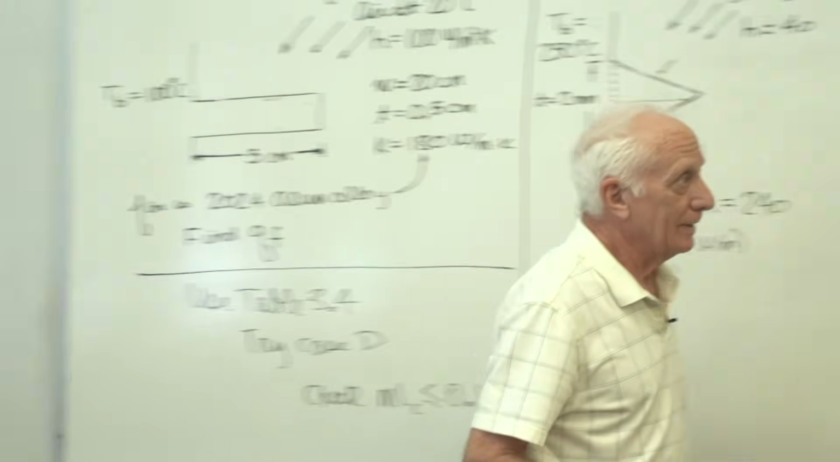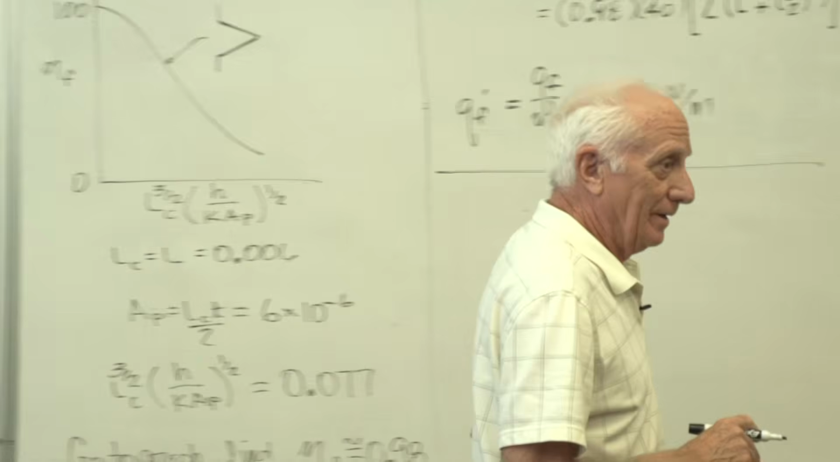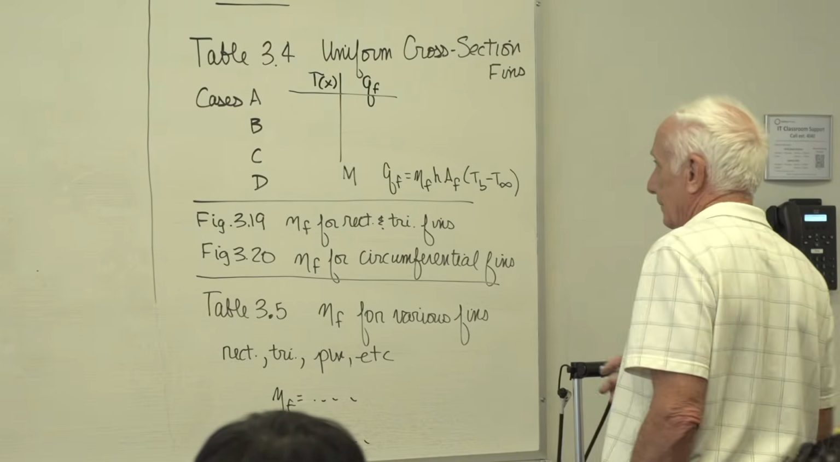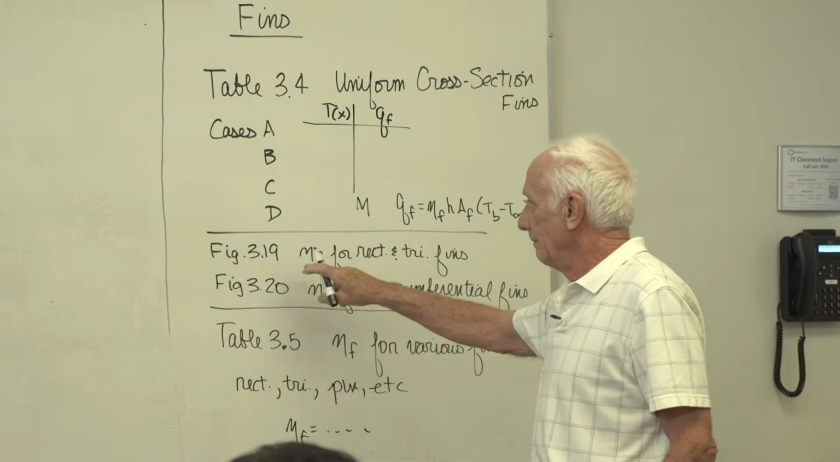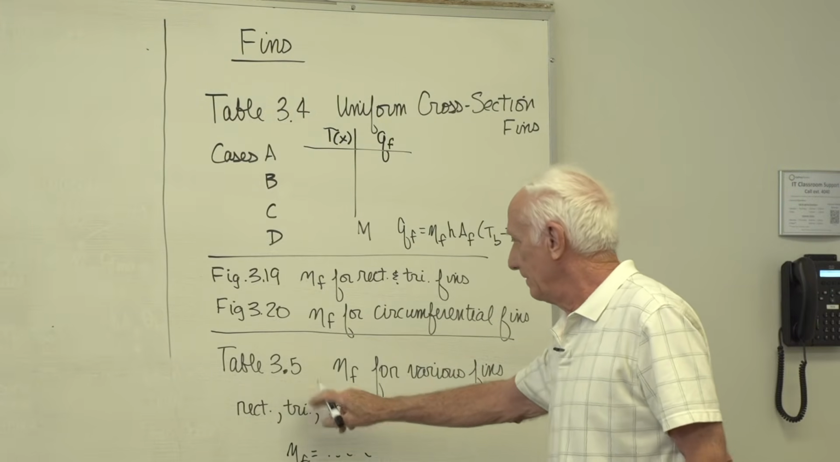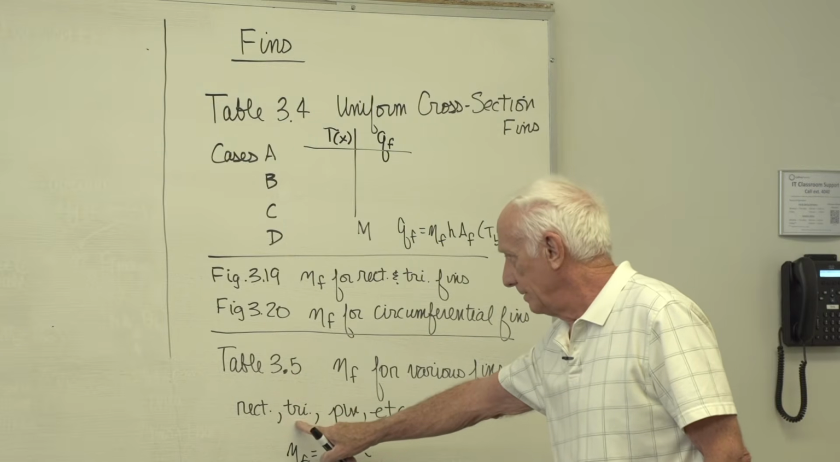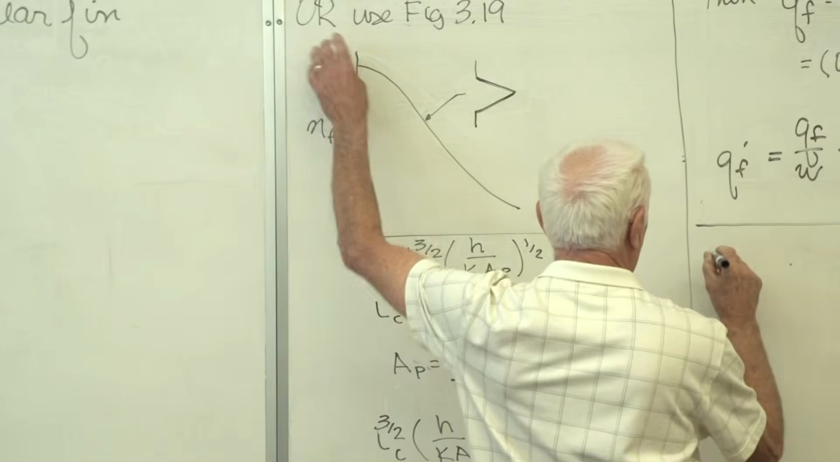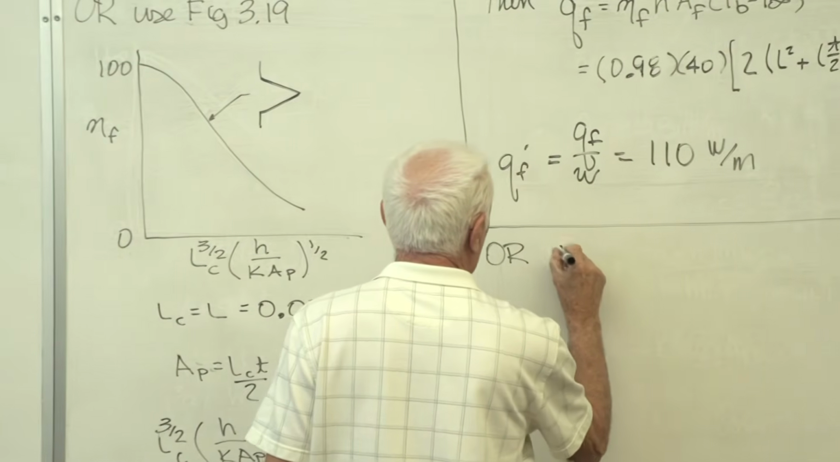You say, well, okay, is there any other way to do this, Sky? And I say, well, yeah, we couldn't use table 3.4. We did use figure 3.19. I'm going to try table 3.5, because there it is, triangular, table 3.5. So now, put the word or, table 3.5.